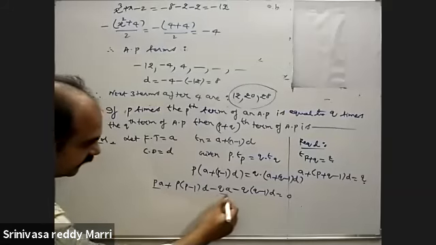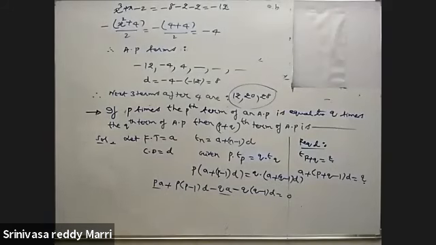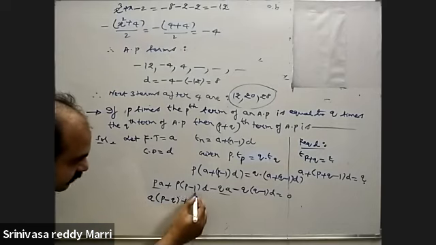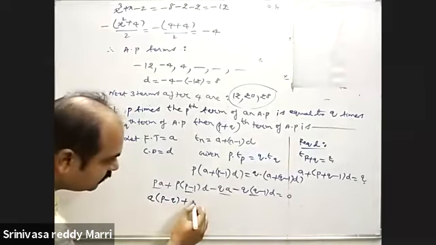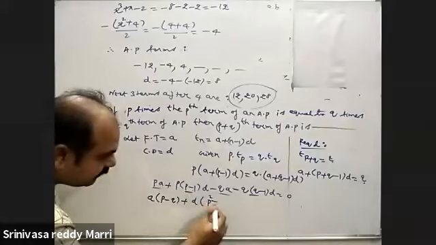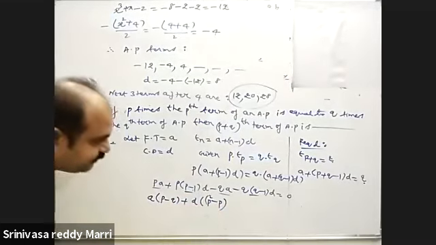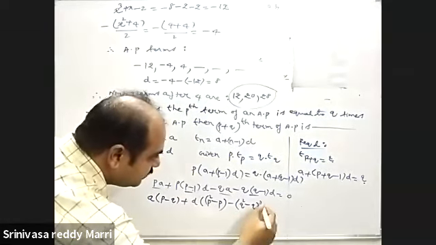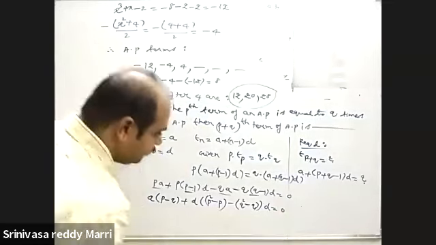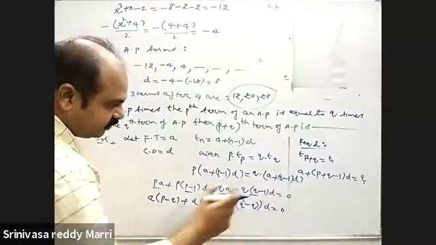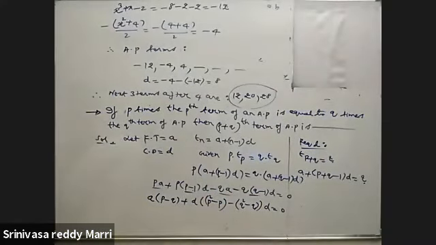Now I am taking A common from these two, so A into P minus Q. I am taking D common from these two, so D into, this is nothing but P square minus P, minus of Q square minus Q, into D equal to 0.